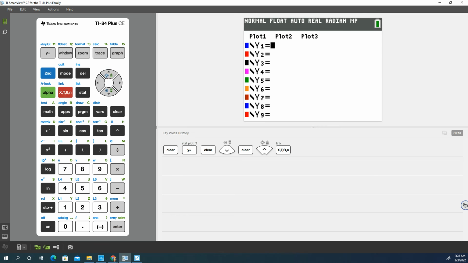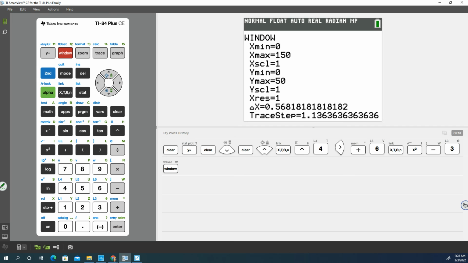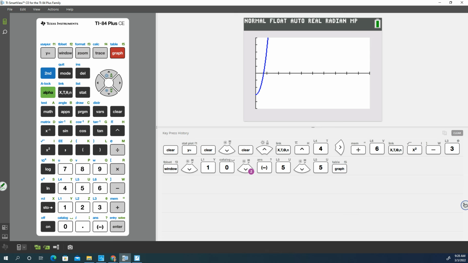All right, so x to the 4th plus 6x squared minus 3. Now, since we're looking for zeros, I want to scale my axis right so I can just really view the x-axis.